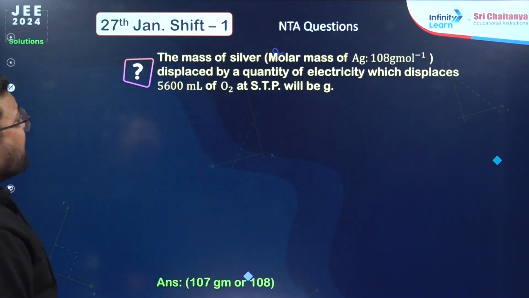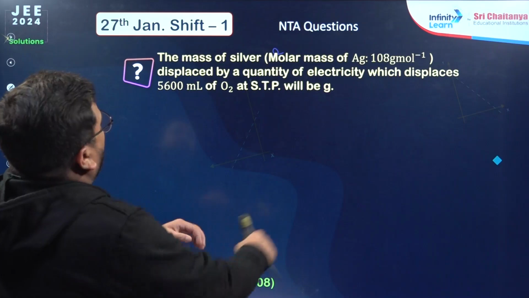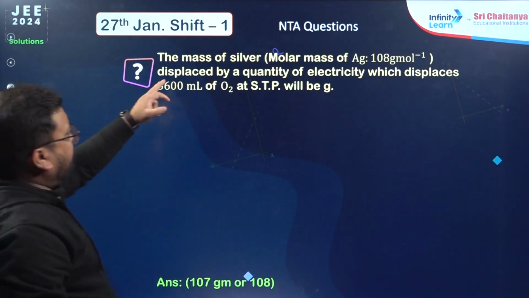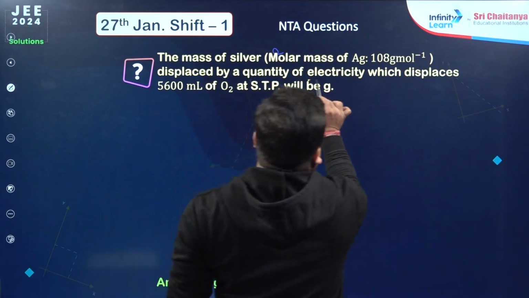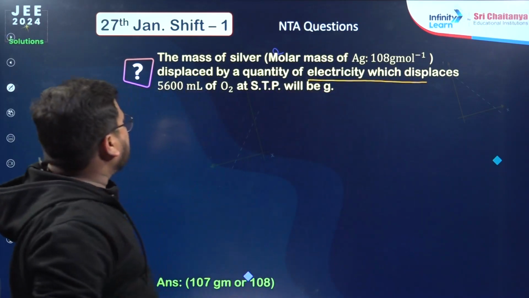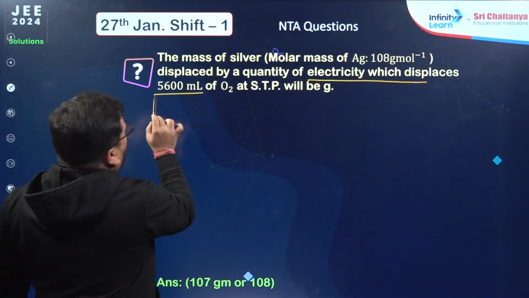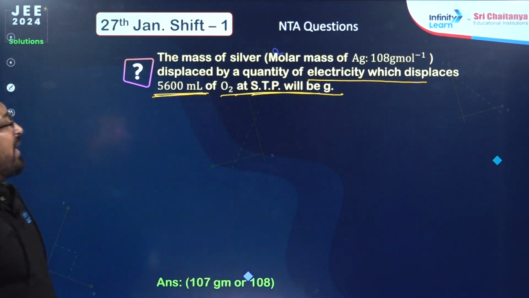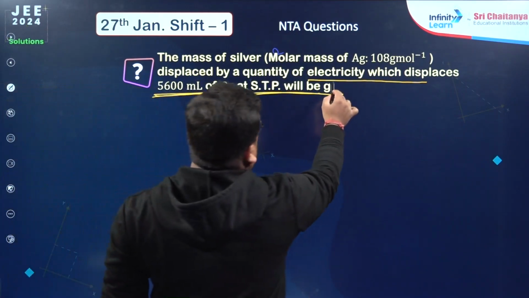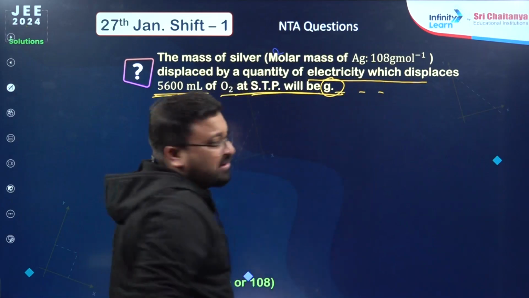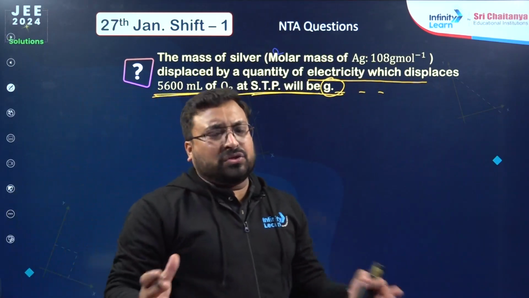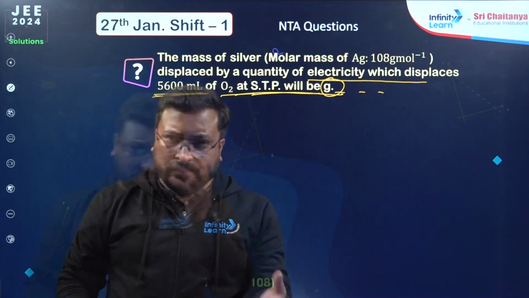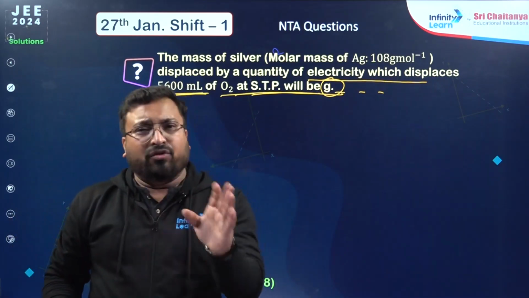Okay, so the mass of silver, molar mass of Ag is 108 gram per mole, displaced by a quantity of electricity which displaces 5600 ml of O2 at STP will be. Okay, so you have to find the grams of silver. So this is a direct question. If you are very good with the number of equivalents and the concept of equivalent weight, you will rock this question.